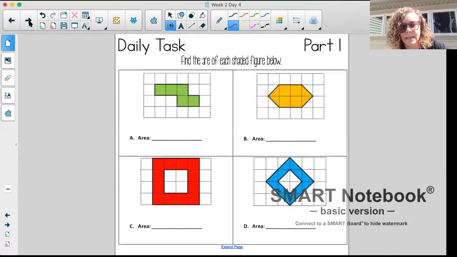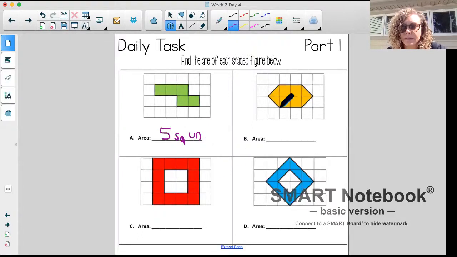All right. Your first daily task. There are 3 today. The first one says to find the area of each shaded figure below. Now, I mentioned that video before. What is area? In that video, you will be reminded that area is the space within the figure. So if you see this figure here, how many square units do you see? 1, 2, 3, 4, 5. So the area of this first figure is 5 square units. You can abbreviate square units as SQ UN.